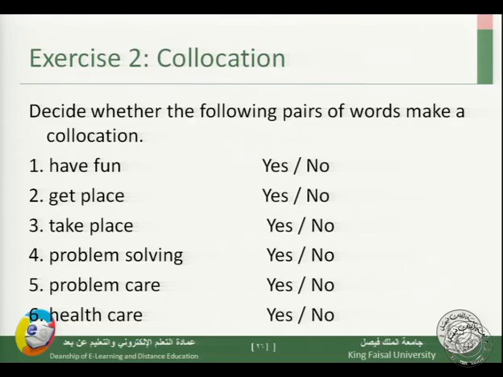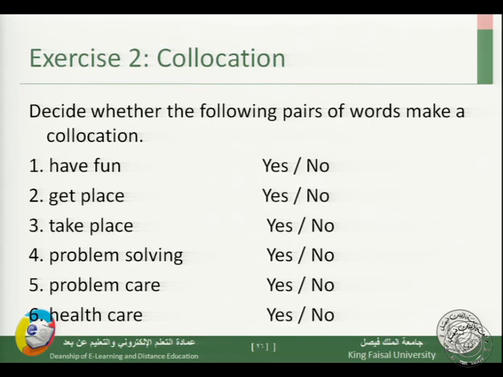So, for example, number one, have fun. Have you ever heard this, have fun, before? Do these words appear together in a collocation? Yes, have fun is a collocation, so we say yes. Number two, get place. Does this sound right? Do these usually collocate with each other, get and place? No, we don't really hear get place, okay? So two is no. Three, take place. Yeah, we can say the exam took place in the classroom, for example, okay? So take place is a collocation, so we say yes.